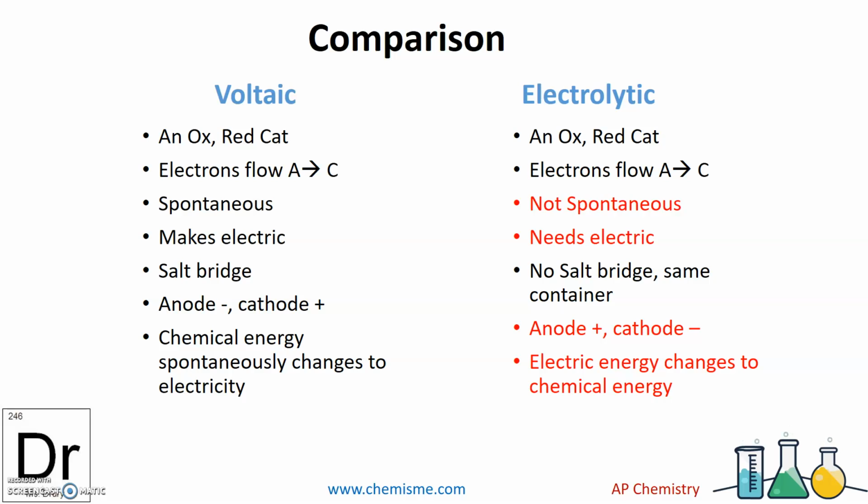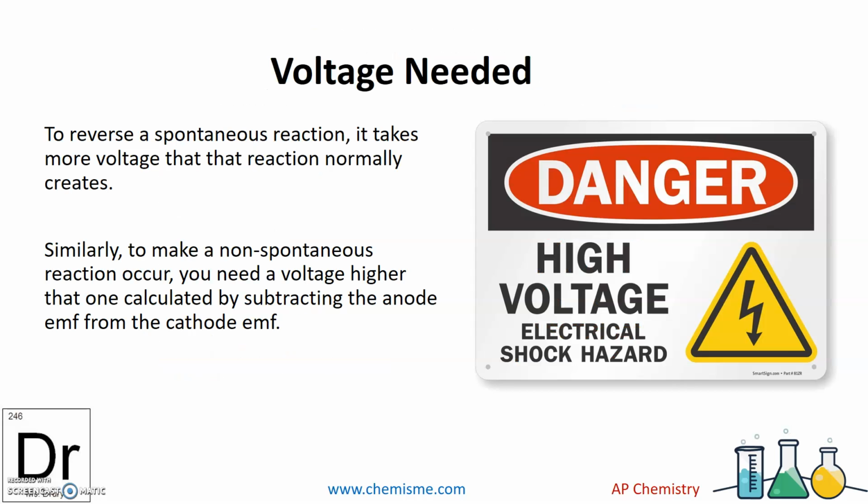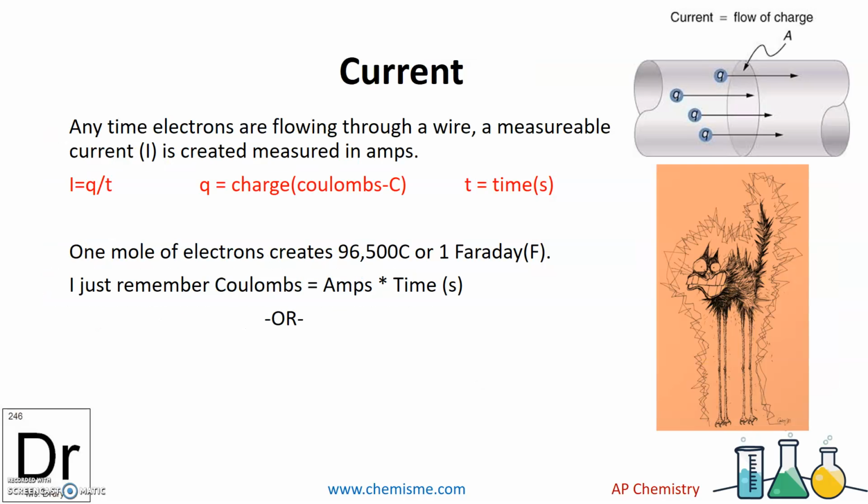The charges are reversed, and the way that energy is moving is reversed. In voltaic it was chemical to electrical, and in electrolytic it's electrical to chemical. So since there's a voltage needed to reverse the spontaneous reaction, it takes more voltage than it normally creates. Similarly, to make a non-spontaneous reaction occur, you need a voltage higher than the one calculated by subtracting the anode and the cathode.